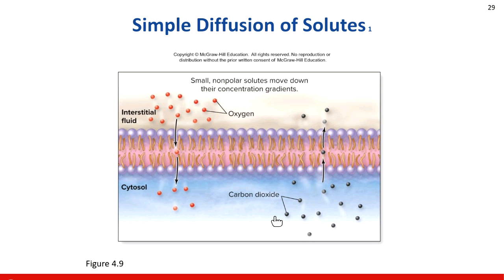Same here with carbon dioxide. We have more carbon dioxide inside the cell than outside. So it too will go down its concentration gradient, and it'll move from inside the cell to outside of the cell. Okay? Until equilibrium is established. Important that you know that, folks. If you don't, pause the video, listen to it again. If you still don't understand it, go back into the chapter, all right, and read that material.